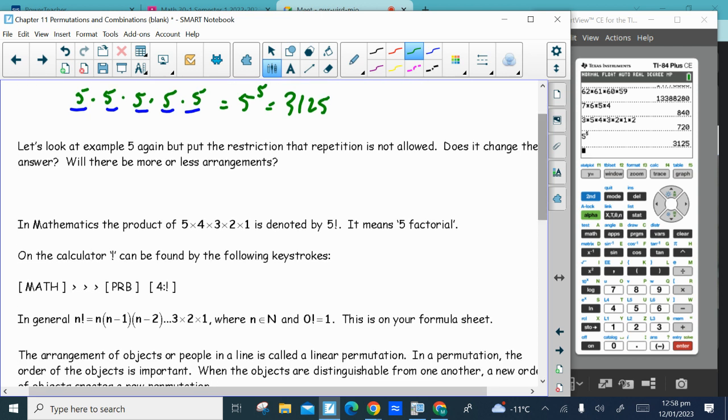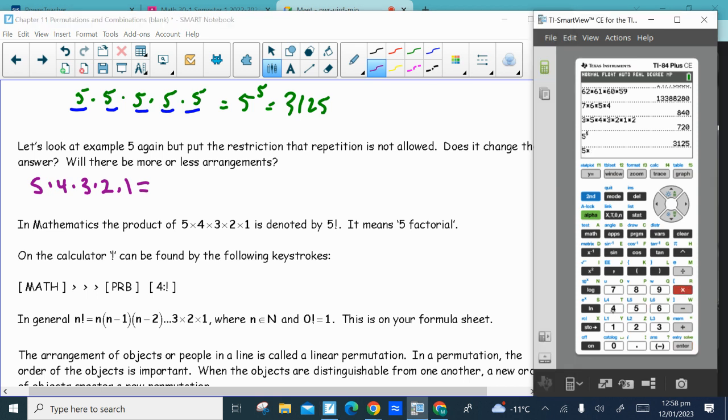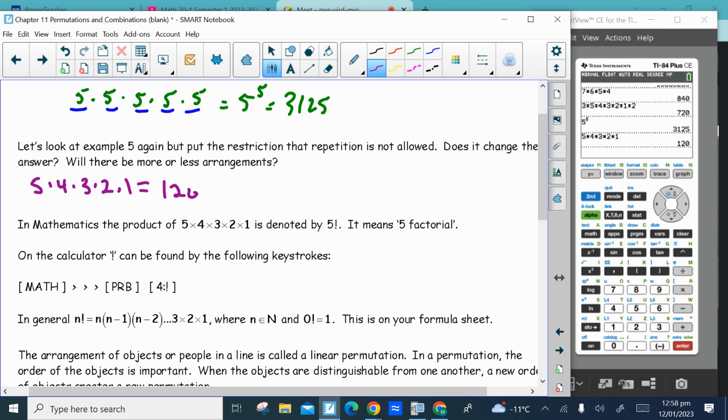If we say then that repetition is not allowed, will this change the answer? Absolutely it will, because now you're going to have 1 fewer choice each time. After you've picked the digit, it can't be selected again. So it's 5 times 4 times 3 times 2. And again, you can multiply by 1 if you want to, but you don't need to, because timesing by 1 changes nothing. So there's quite a bit fewer choices or possibilities when you put that restriction in there.